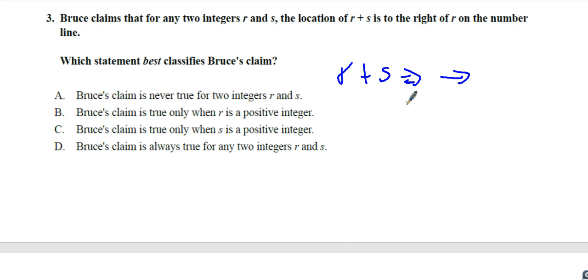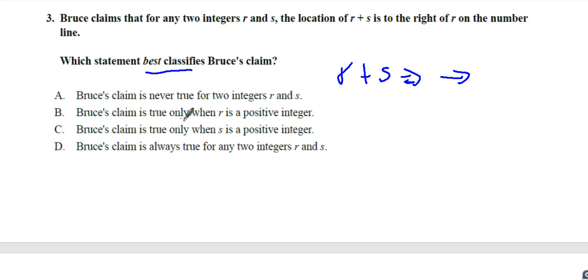If you add a positive, you go to the right. So far, I'm going to check and see which statement best classifies Bruce's claim. Bruce's claim is never true for integers r and s. Well, that's not accurate. We know that if we added a positive number to r, we would end up going to the right of r.